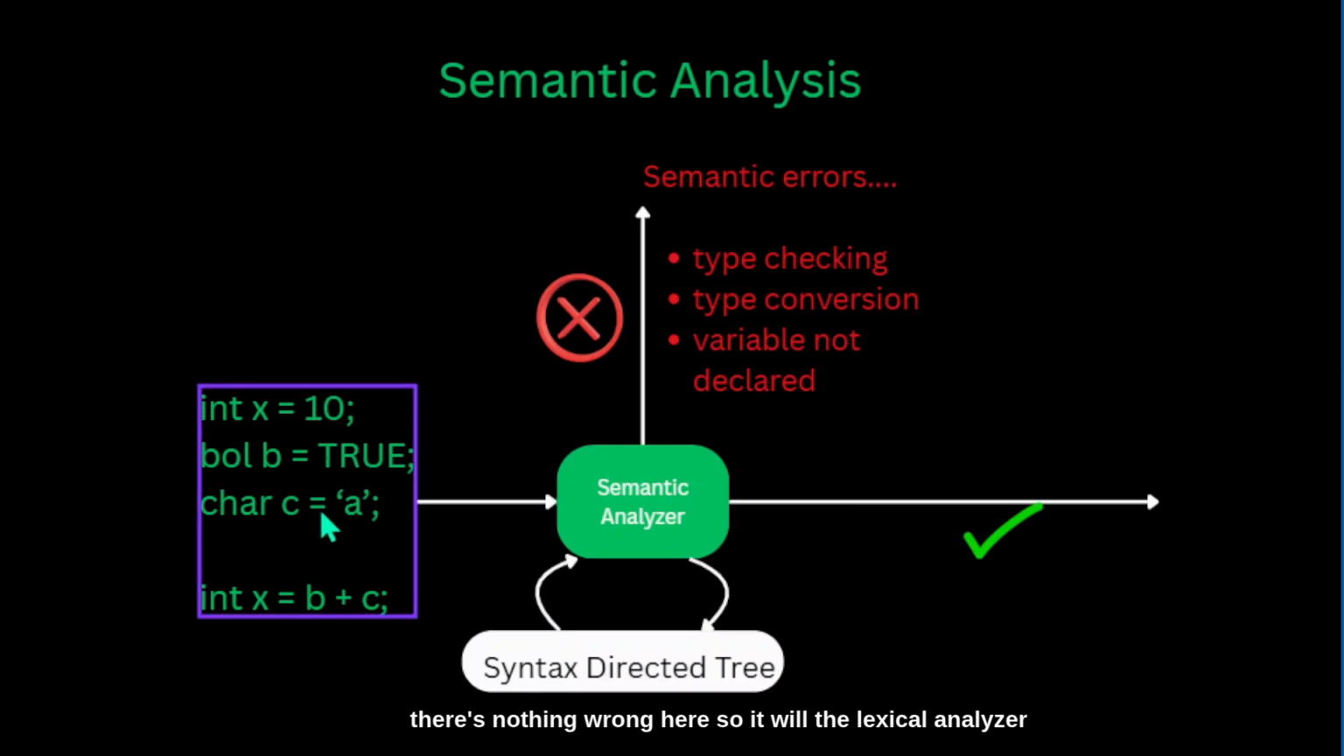So the lexical analyzer will not show any error. The syntax analyzer, yes, the parser, will also not show any error. So in the third stage, we are going to do semantic analysis. We basically check the data types and if they are compatible. If it is compatible, then we perform data type conversions. We check if the variable is even declared at all or missing.